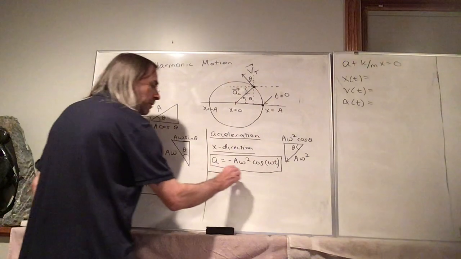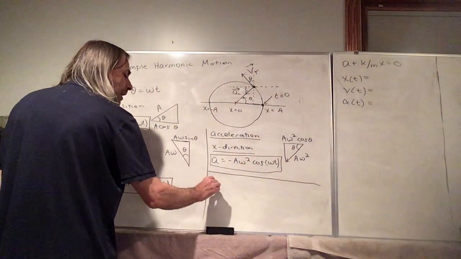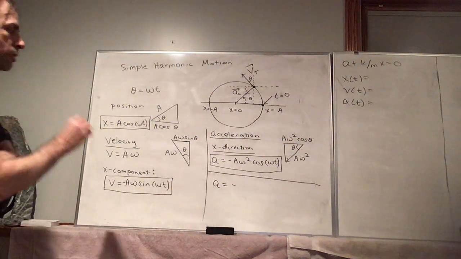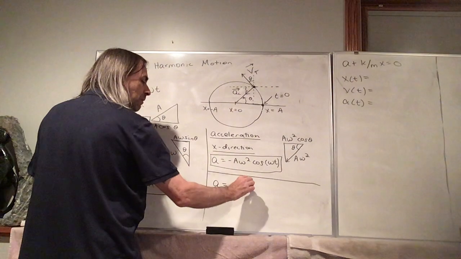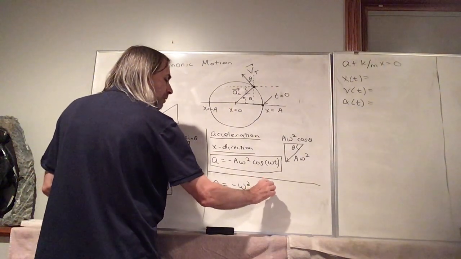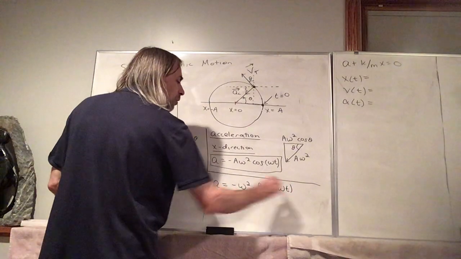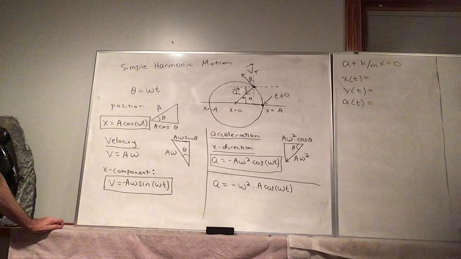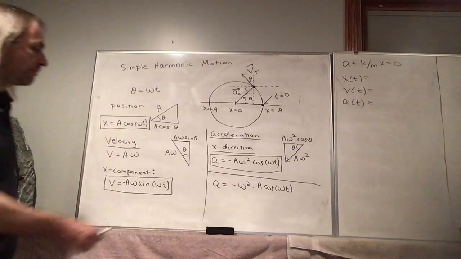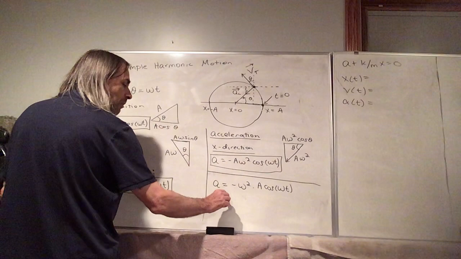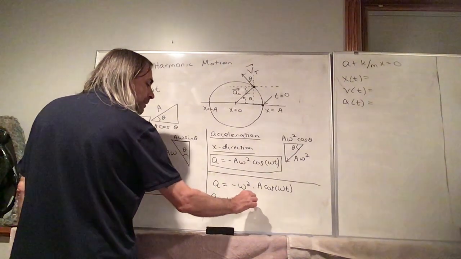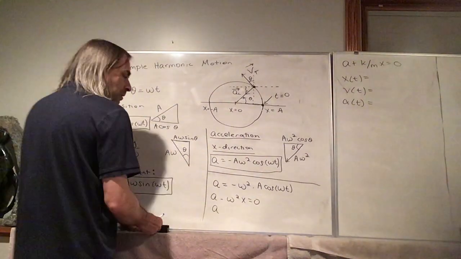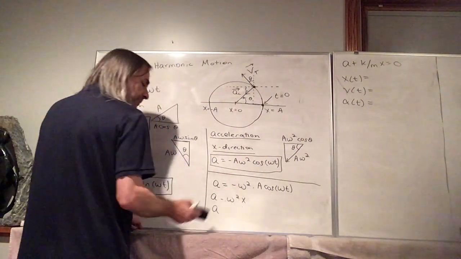Let's do this. Let's write the acceleration as minus omega squared times a cosine omega t. Now, what is a cosine omega t? That's x. So we have a minus omega squared x equals 0, or, I'm sorry, getting ahead of myself here.